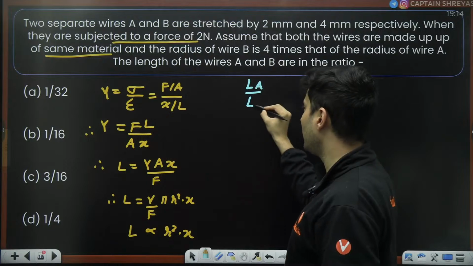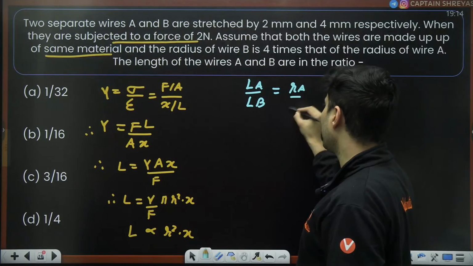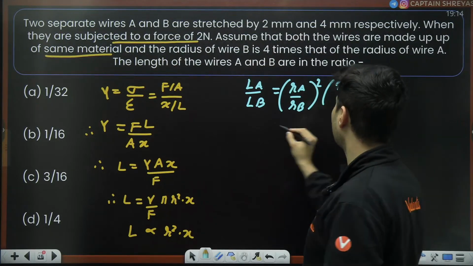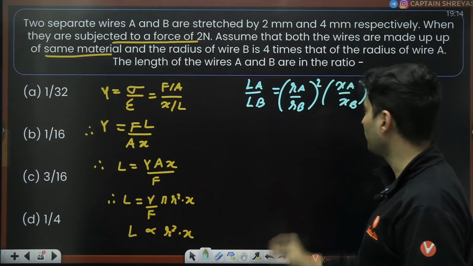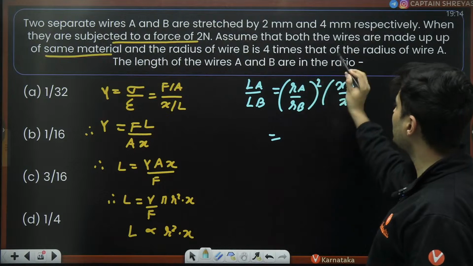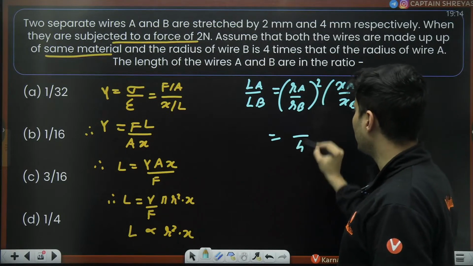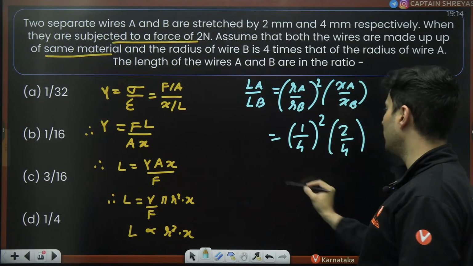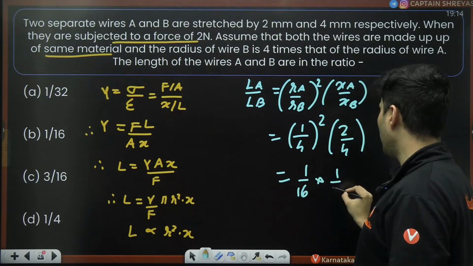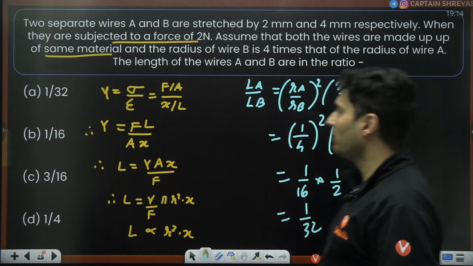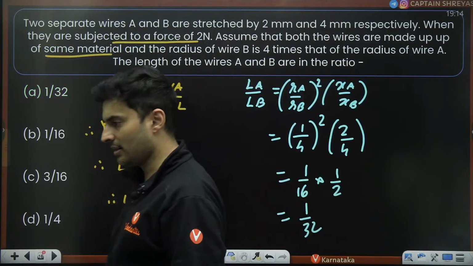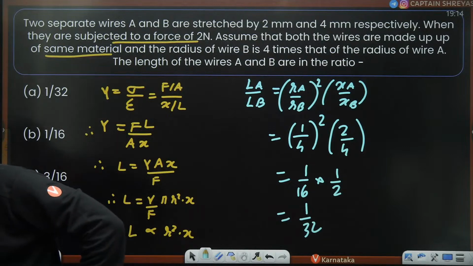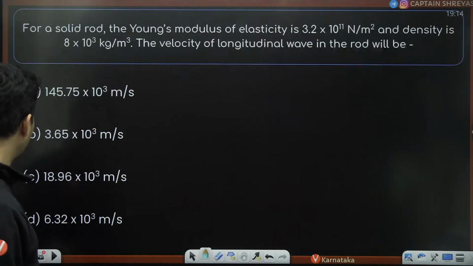So length ratio is asked, LA by LB. It will be RA by RB whole square and XA by XB. Sorry, not whole square, just that, because it is raised to 1. So radius of B is 4 times of A. Okay. XA is 2. XB is 4 millimeters. So this will be 1 by 16 multiplied by half. 16 2s are 32. So 1 by 32, which is option A, and that is the correct answer. Clear, my dear students? Everybody till this point? Awesomeness. Let's move to the next question.